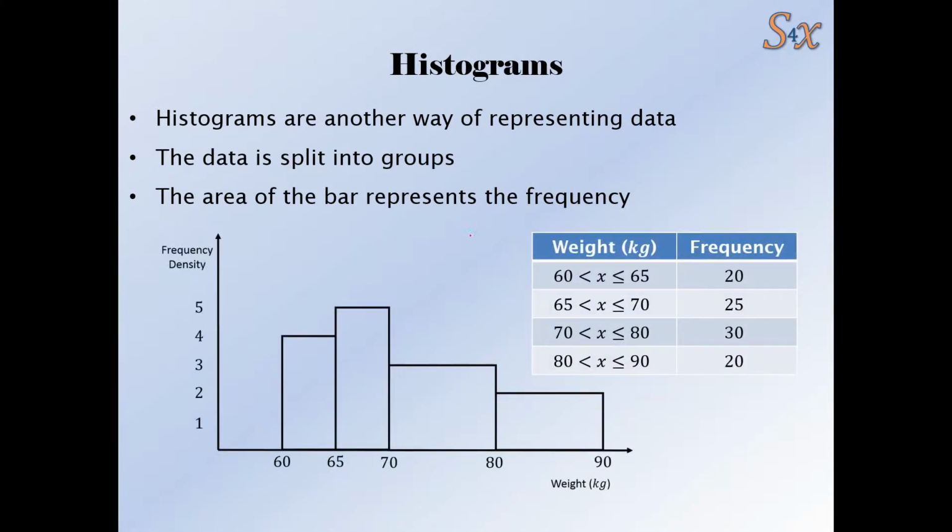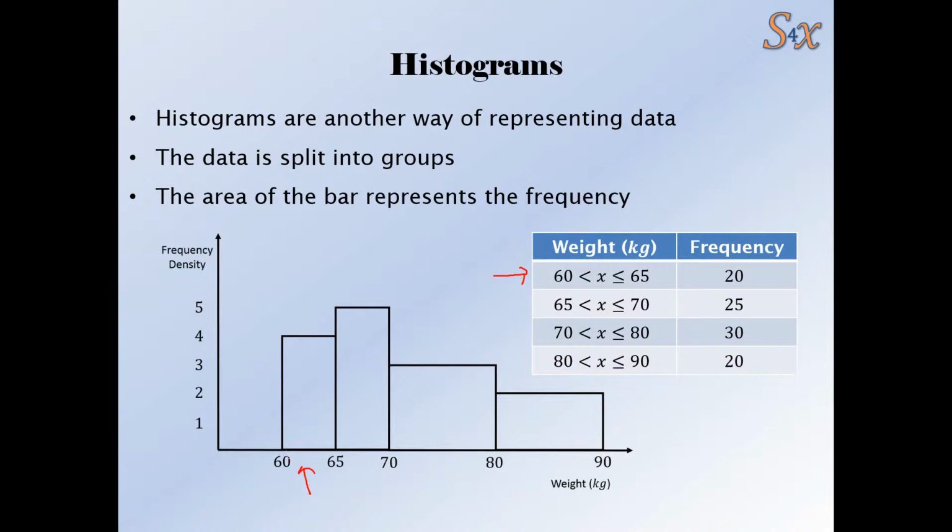I've got a table of data and a histogram, and these are both representing the same data. Okay, so this first row in the table is for people who have a weight between 60 and 65 kilos, and there's 20 people there. If we have a look at the corresponding bar on the histogram, it's this one here.